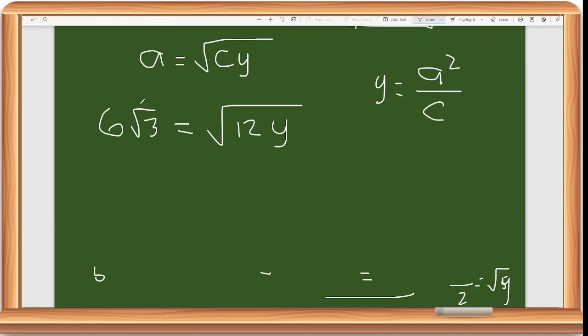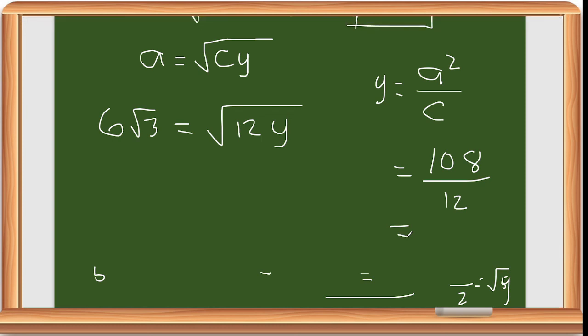Ano ba yung a mo? Ito, a squared. So kung gagamitin natin yung derived formula, a squared nito is 36 times 3, that is 108. Okay, over your c is 12. And what is 108 divided by 12? Makikita mo kagad, diba, that your y is 9.